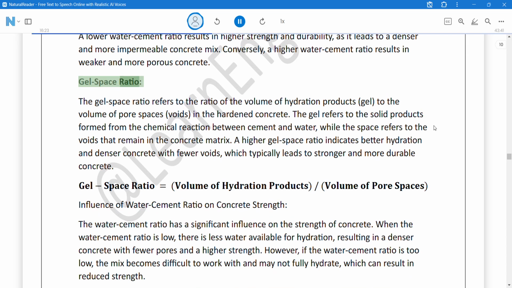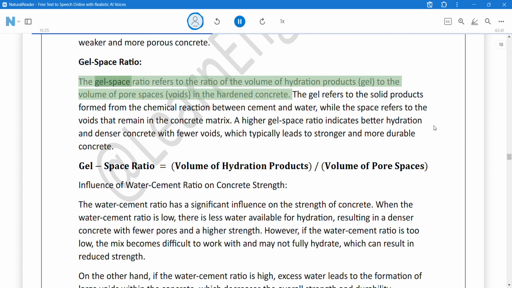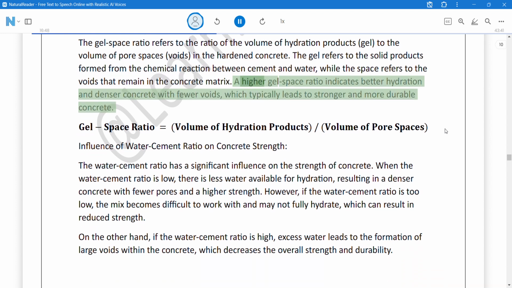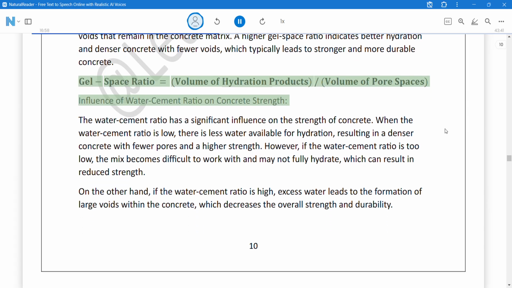Gel space ratio. The gel space ratio refers to the ratio of the volume of hydration products to the volume of pore spaces in the hardened concrete. The gel refers to the solid products formed from the chemical reaction between cement and water, while the space refers to the voids that remain in the concrete matrix. A higher gel space ratio indicates better hydration and denser concrete with fewer voids, which typically leads to stronger and more durable concrete. Influence of water-cement ratio on concrete strength.